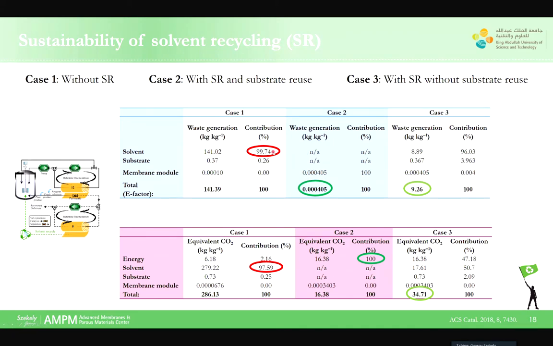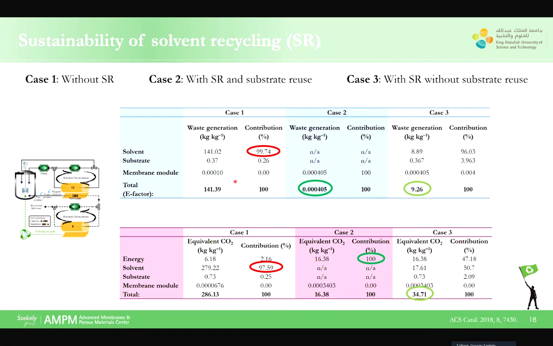So what you can see here is the waste generation and also the equivalent CO2. This is basically the carbon footprint per kilogram of product in both cases. So you can see that the bottom line of these 2 comparative tables is that the solvent consumption is the main issue with all of these membrane separations and purifications. Therefore, it's extremely important to recover your solvent.